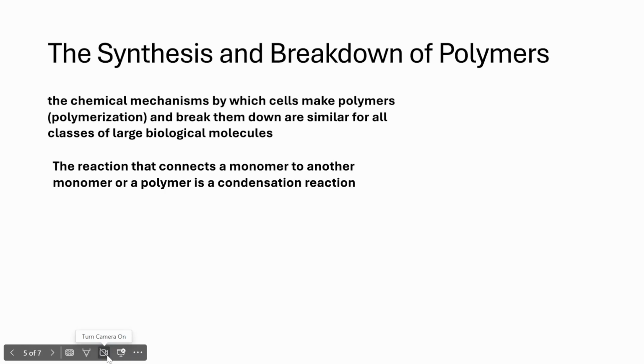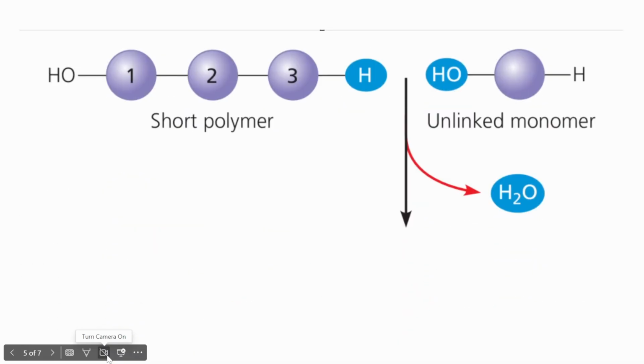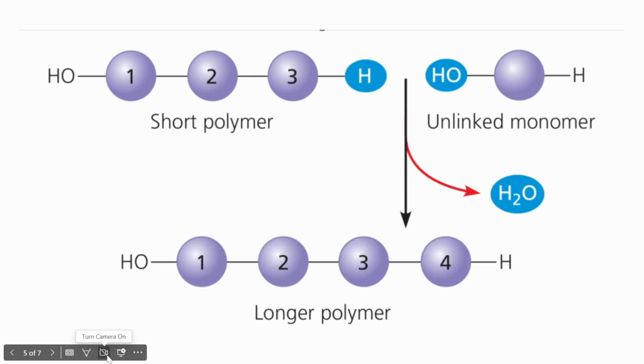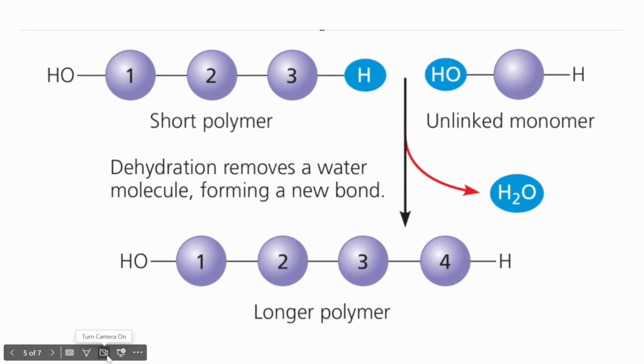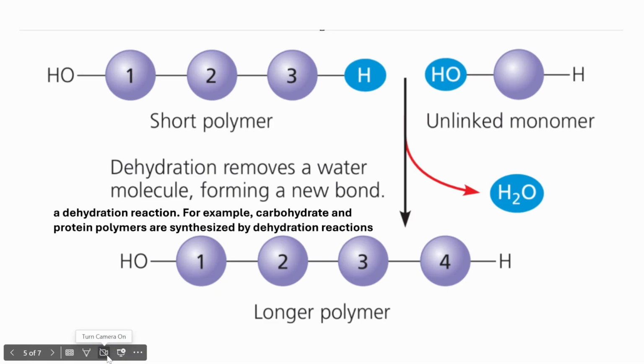The reaction that connects a monomer to another monomer or a polymer is a condensation reaction, a reaction in which two molecules are covalently bonded to each other with the loss of a small molecule. If a water molecule is lost, it is known as a dehydration reaction. For example, carbohydrate and protein polymers are synthesized by dehydration reaction.